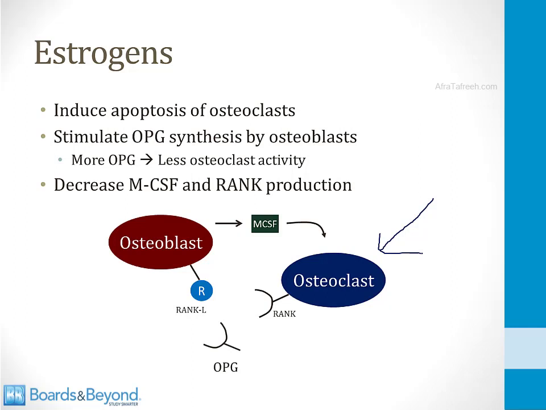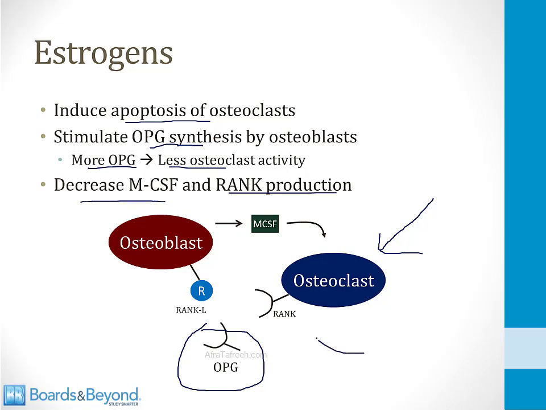Estrogens have been shown to decrease osteoclast activity and even induce apoptosis of osteoclasts. And the way they do this is through those same signaling systems we talked about earlier. Estrogens have been shown to stimulate OPG synthesis by osteoblasts. Remember, OPG is the decoy receptor for RANK-L, so more OPG leads to less osteoclast activity. In addition, estrogens have been shown to decrease MCSF release by osteoblasts. They've also been shown to decrease RANK production by the osteoclast so that the receptor for RANK-L is not present. And through all these mechanisms, you get less activity of osteoclasts, and that's why estrogens are good for bone formation. And that concludes our video on bone.